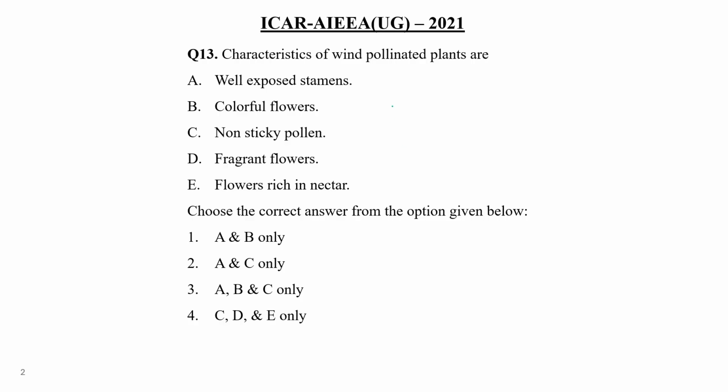Characteristics of wind pollinated plants. What kind of plants are they actually? The characteristics of wind pollinated plants are: well exposed stamen, colorful flower, non sticky pollen, fragrant flower, flower rich in nectar. It's a very easy question and a very tricky question also. Just take 5 seconds.